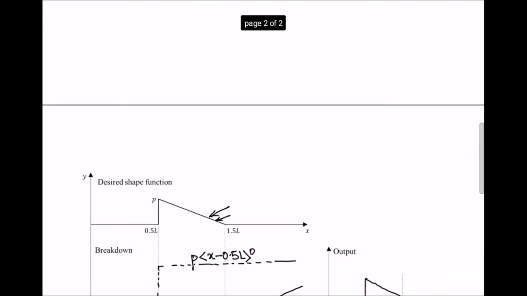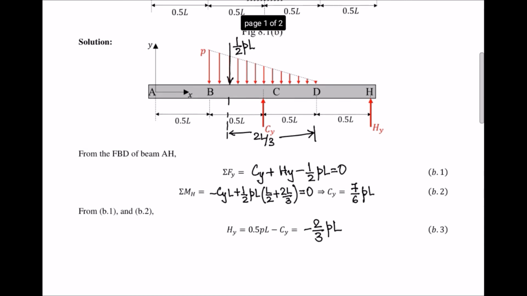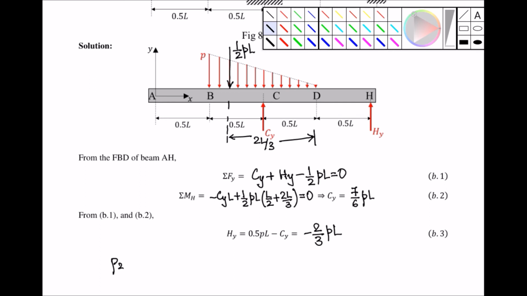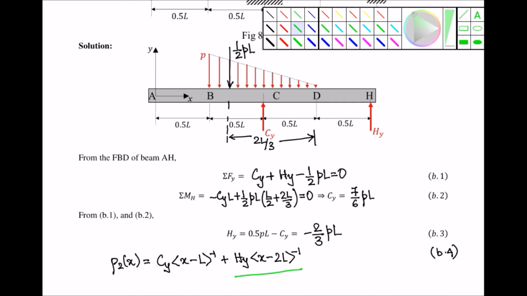Let's now scroll back up to our free body diagram and try to write out the load function in terms of the reaction forces. If we call that P2x, we'll have P2x equal to Cy multiplied by x minus L raised to the negative 1, plus Hy times x minus 2L raised to the negative 1. Let's go ahead and call this P4. Notice that adding this Hy term makes no difference to the answer when going from the left hand side to the right hand side. This is because the maximum value of x that we could have is x equal to 2L, in which case this Hy term goes to 0 anyway.